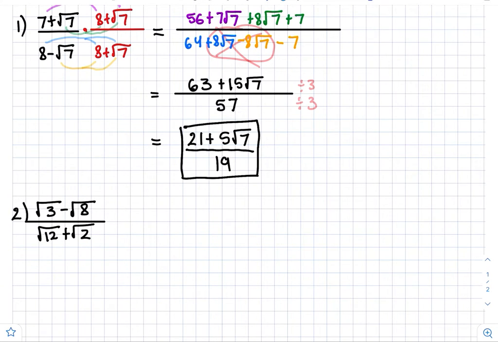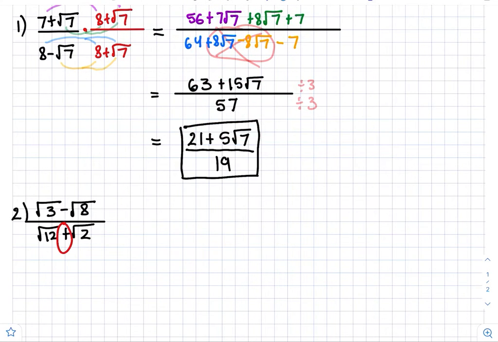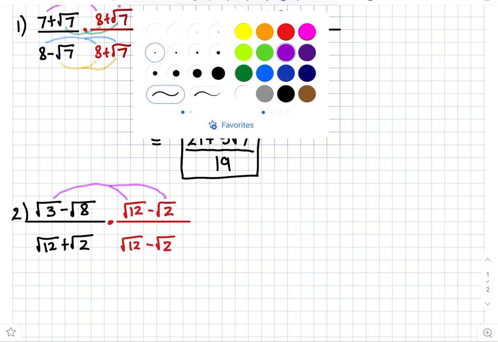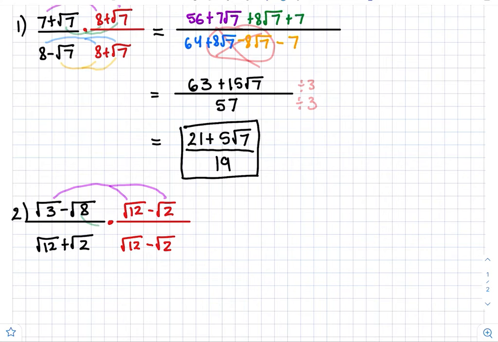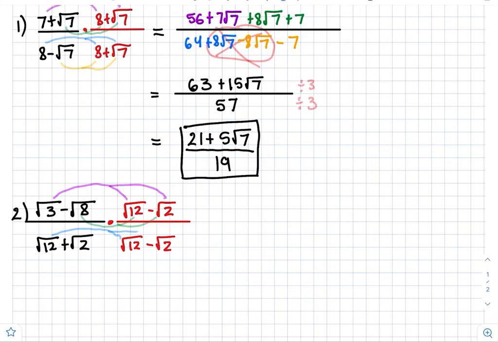Now you guys are going to face problems like example 2. So again, multiply by the conjugate, right? That's a plus. So we're going to multiply top and bottom by the square root of 12 minus the square root of 2. So top and bottom. Now let me separate this, and we are going to do our lovely double distribution. Radical 3 multiply to both of these. Negative square root of 8 multiply to both of those. Square root of 12 distribute to those. And the square root of 2 distribute to those.